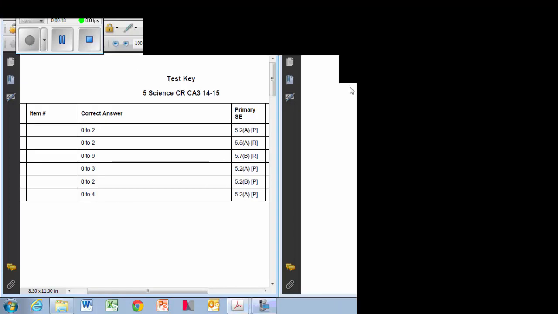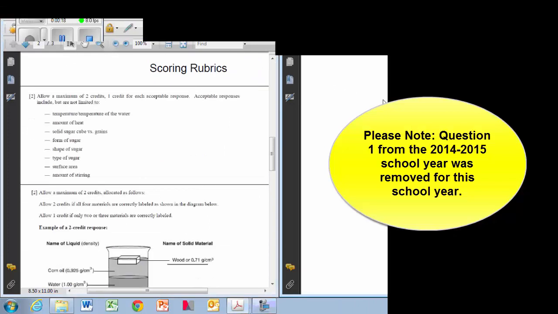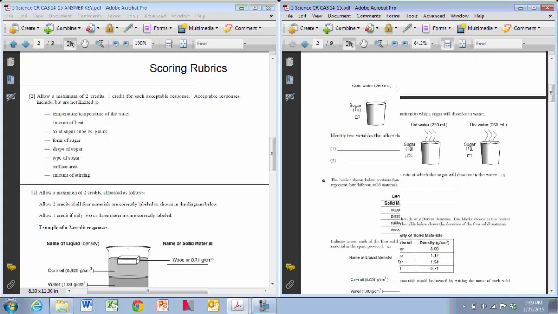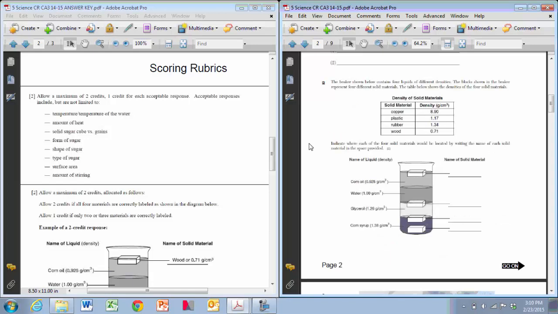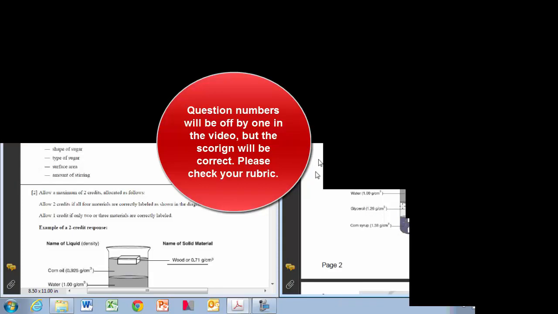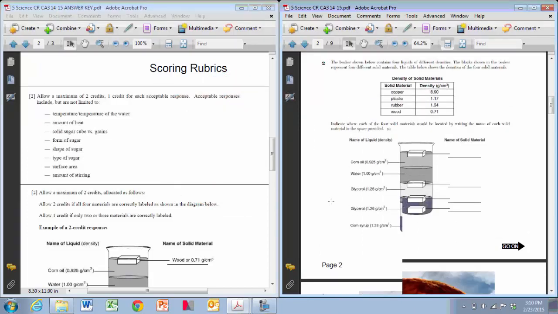We first take a look at the test. On the left-hand side you'll see the rubric, and on the right-hand side you'll see a copy of the actual test. For constructed response, this question is also worth a total of 2 points. It has to do with the density of materials, and then this picture shows them how those materials float or sink in various liquids.